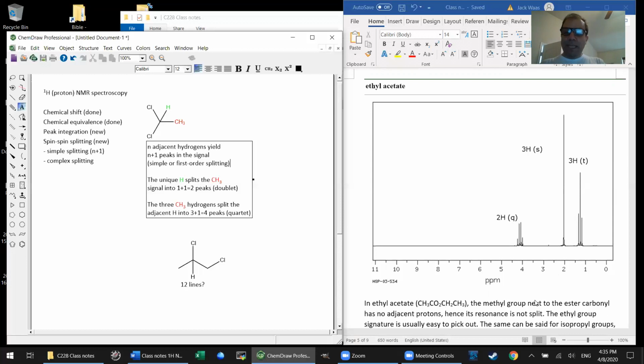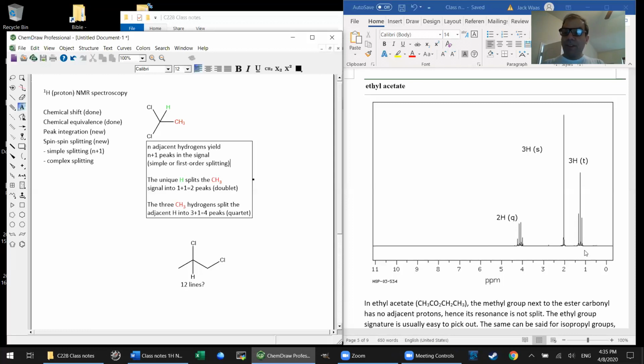But what about the splitting? Well, if we go to the 2H resonance over here, and we count how many hydrogens there are, well, there's none on this side. There are 3 on this side. 3 plus 1 equals 4. So we would expect to see 4 lines. And here you can very clearly see the quartet.